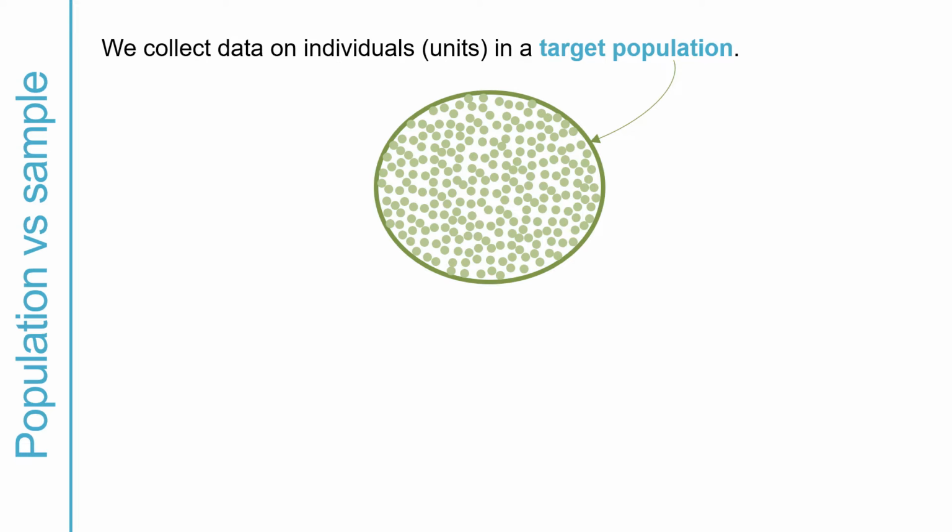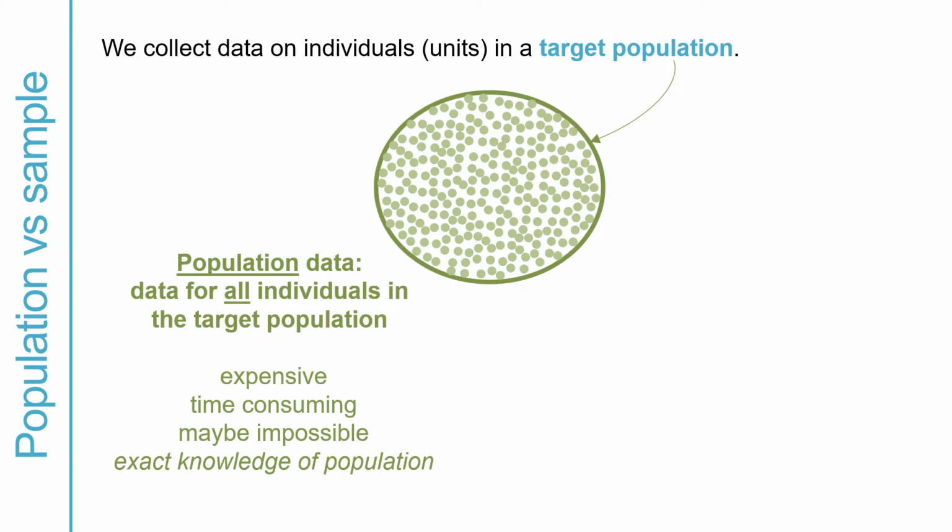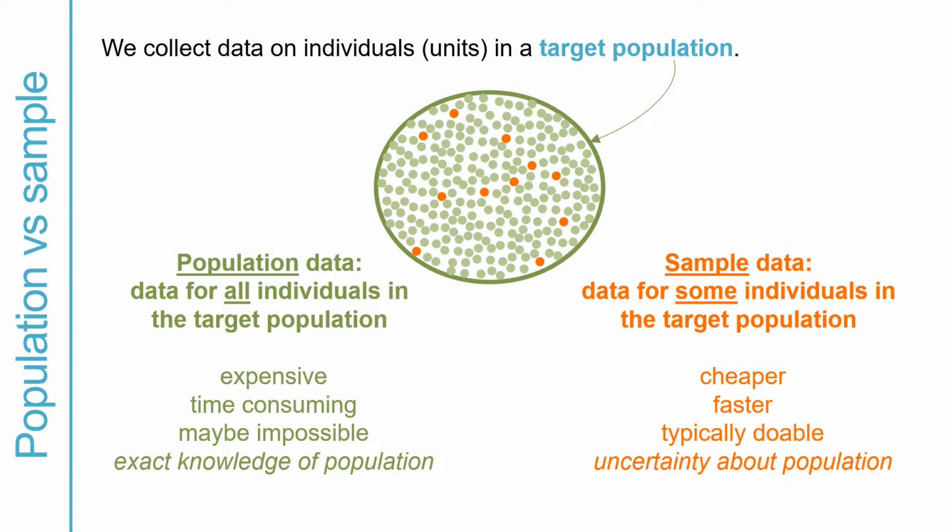We always are interested in data about an entire target population, and sometimes we are fortunate enough to be able to obtain data on each individual in that target population and therefore obtain exact knowledge about that population. More often than not, it is either not practical or not even doable, and instead we collect sample data, that is, data collected on just some of the individuals in the target population.